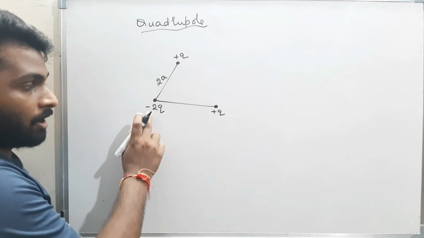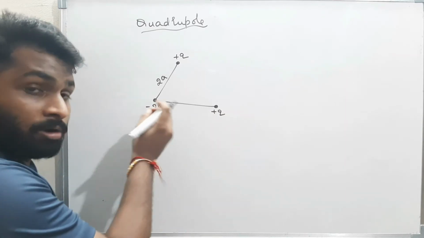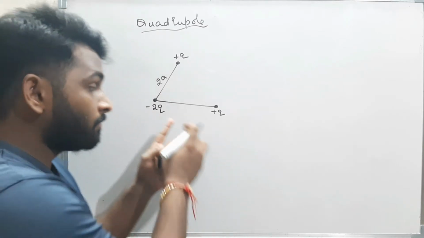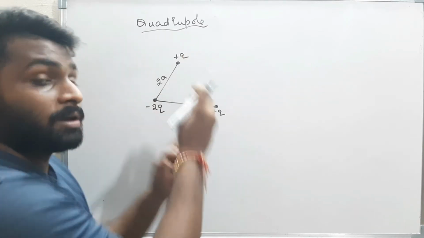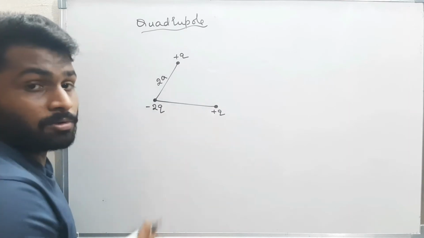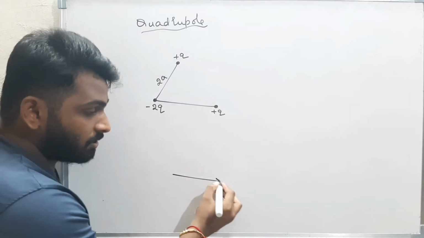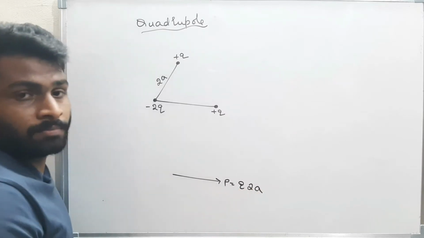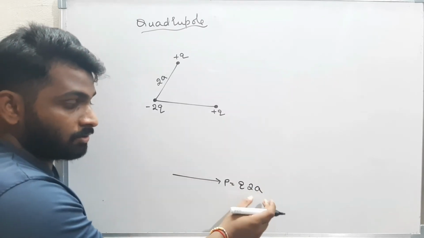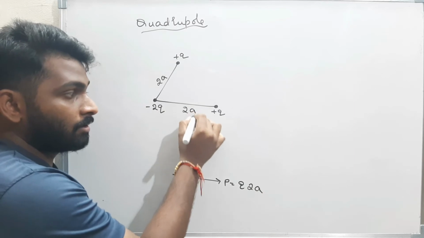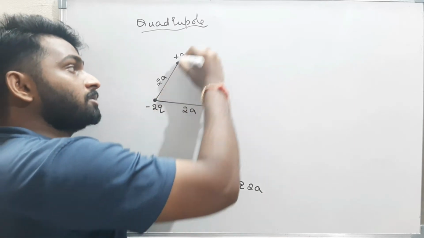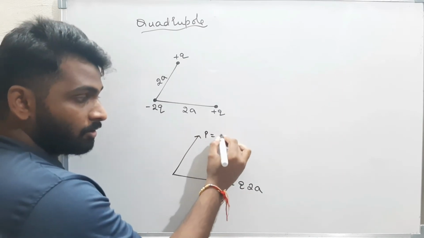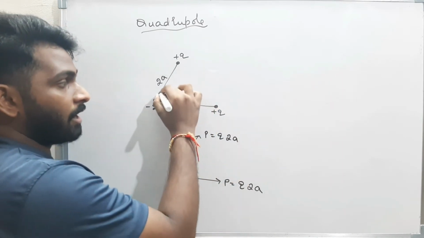Now see here. Out of this minus 2q, if I take only minus q, this minus q and plus q form one dipole, and this minus q and this plus q make another dipole. That means there are two dipoles. One dipole is in this direction, with q into 2a, and another dipole is in this direction. That is also p, which is q into 2a, and the angle between them is theta.